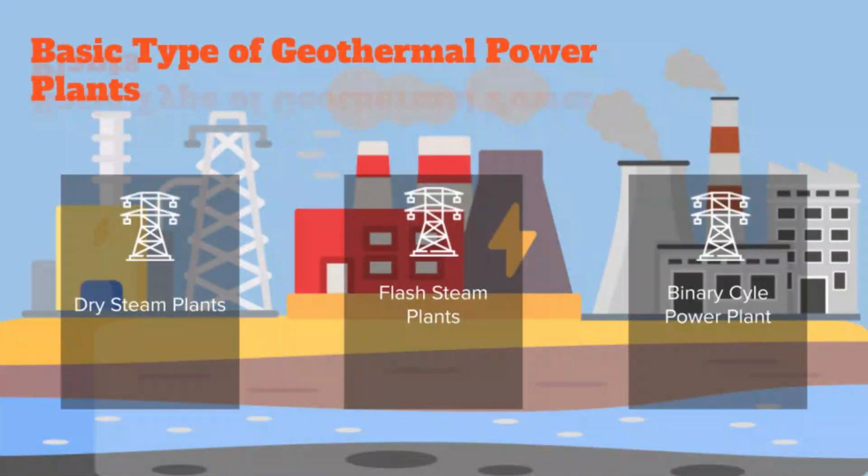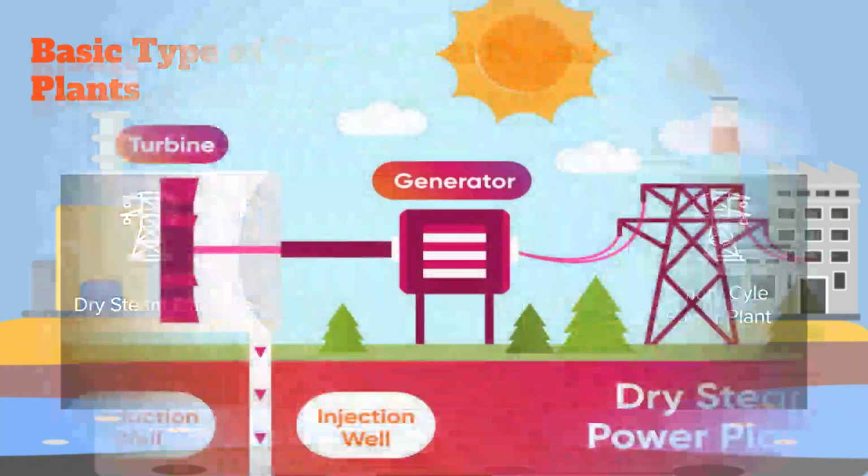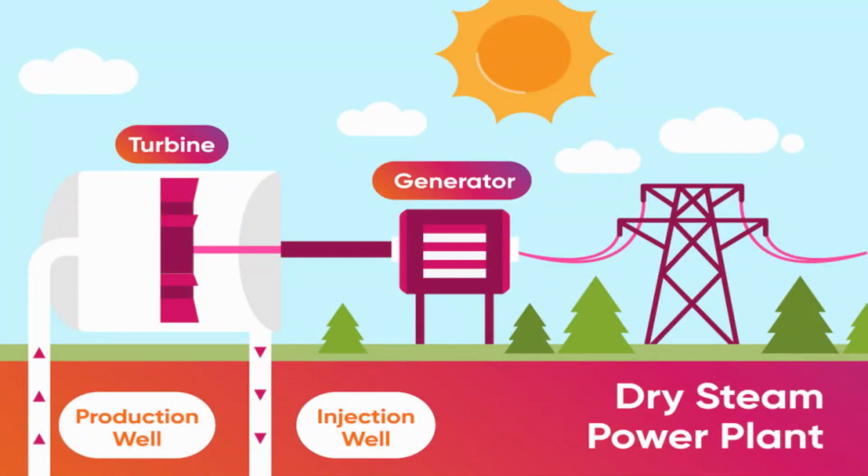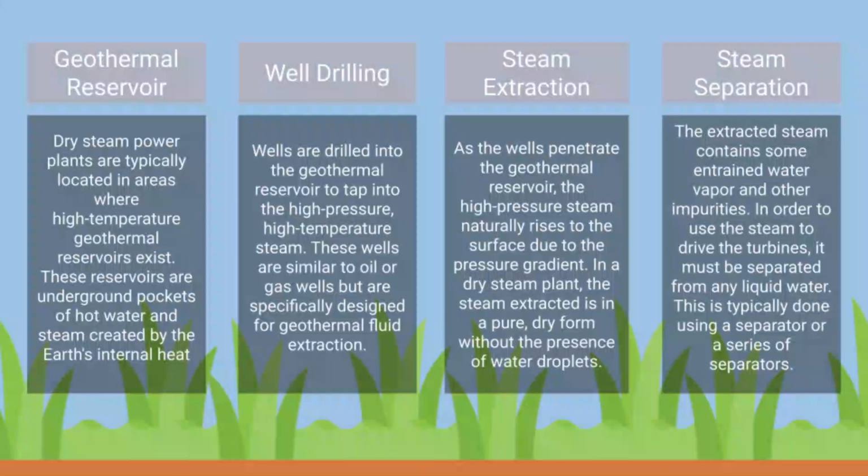Okay, here there are three basic types of geothermal power plants: dry steam plants, flash steam plants, and binary cycle power plants. Here I would like to talk first about the dry steam power plant. There are actually eight sections or eight processes. Firstly, it's about the geothermal reservoir.